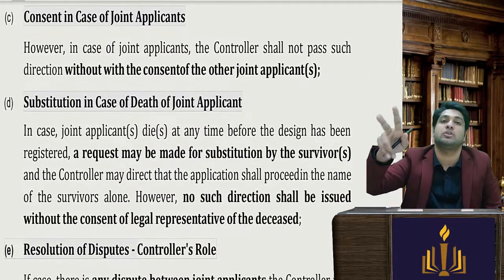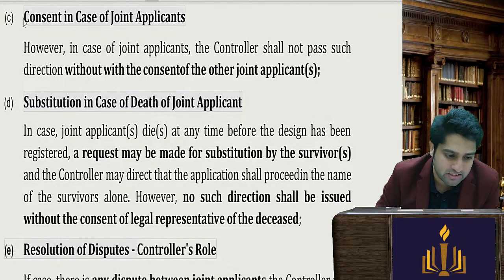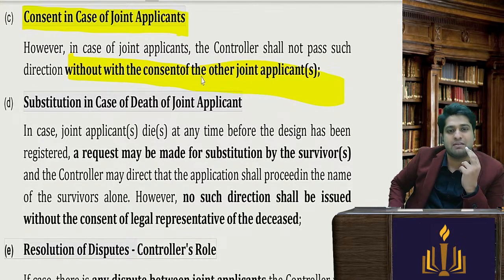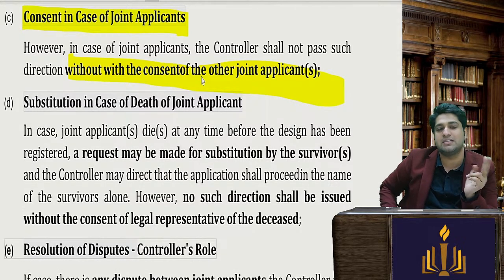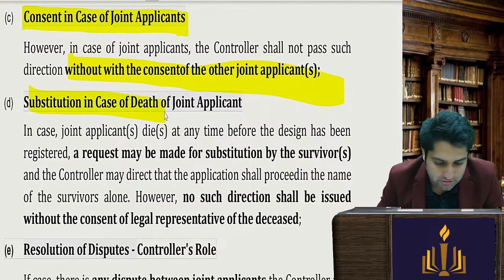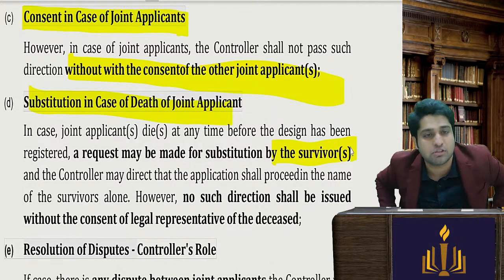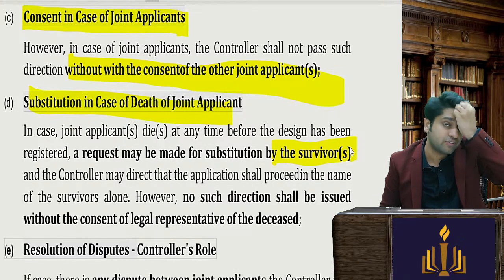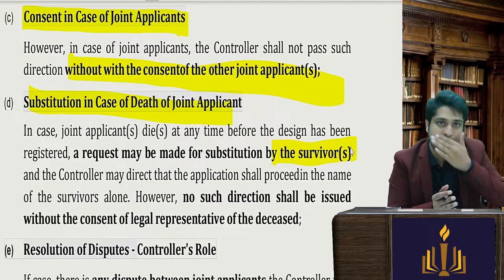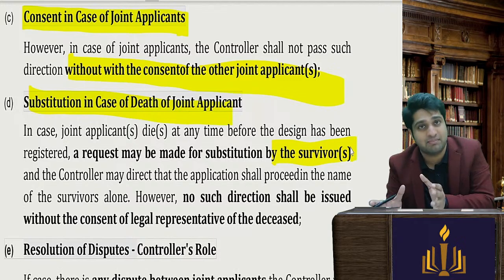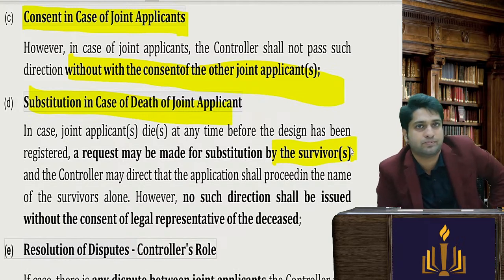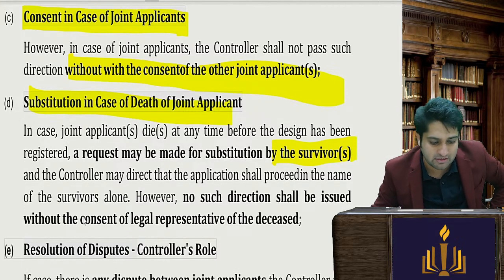In case it has to be joint, and a court case is also not involved, then it cannot be done without the consent of the other joint applicants. For example, there are two people whose names are coming and a third founder is also coming. So you require consent of everyone. Substitution in case of death, I told you, the survivors. Now this is also very interesting. If two people have applied for the design to be in their name and one of them dies, then ideally it will go to the surviving member if the surviving member gets an NOC from the legal heirs. Consent of the legal heirs should be there.